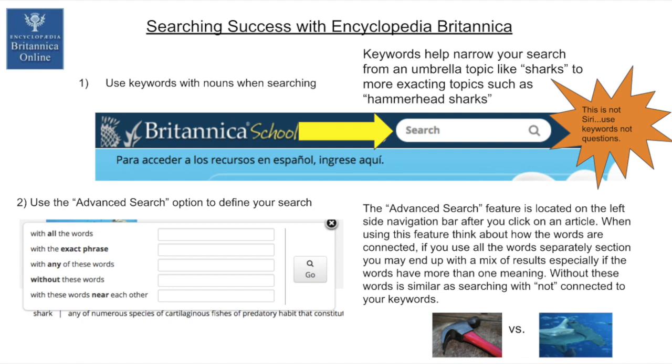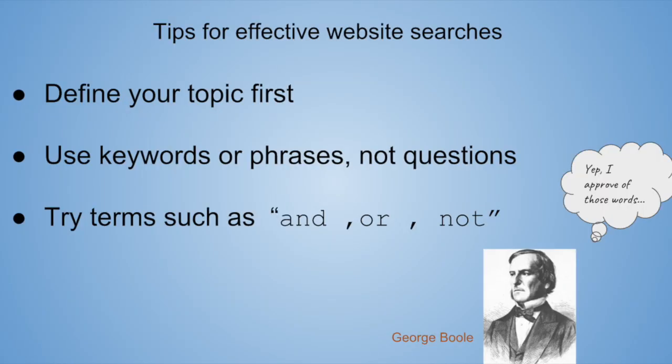This is a guide to be used when searching on Encyclopedia Britannica. You can find hard copies or paper copies of this guide at the reference desk. Using keywords is also important when searching websites. First, you should define your topic and make sure that when you're searching, you're not searching full questions. Try your keyword with such terms as and, or, not.